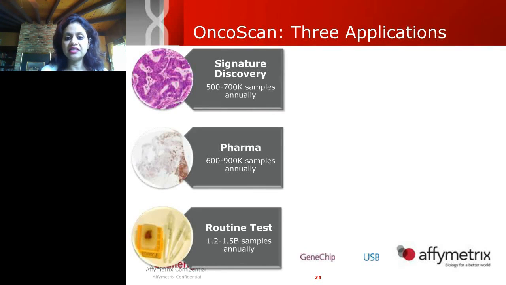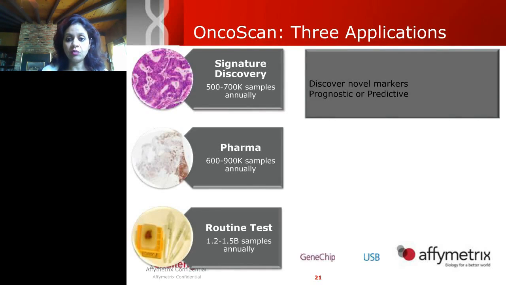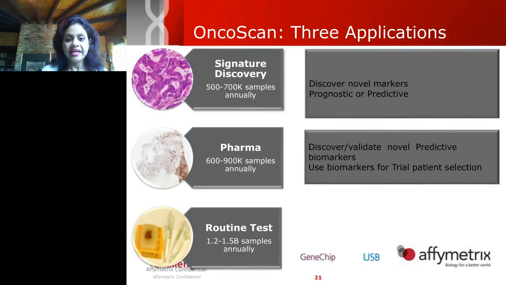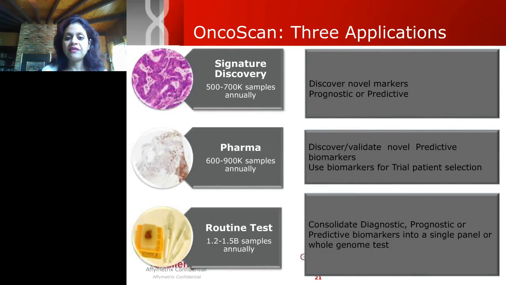For OncoScan, it's being used in 3 different segments. One is the research segment, where it's being used to discover novel biomarkers that are of prognostic or predictive value. It's being used in the pharma segment, again in the biomarker discovery world, to discover and validate novel predictive biomarkers and use those biomarkers for trial patient selection. And finally, it's being used in the routine use setting, where the idea would be to consolidate multiple markers for diagnostic, prognostic, or predictive value.